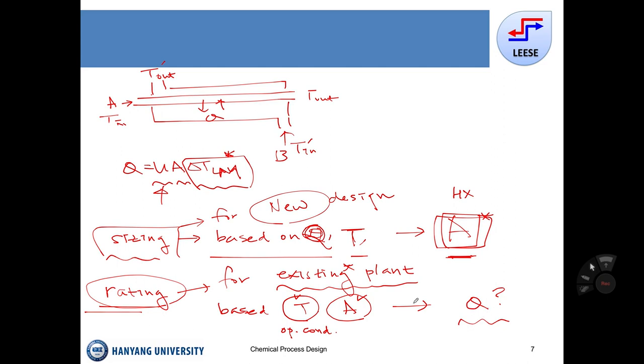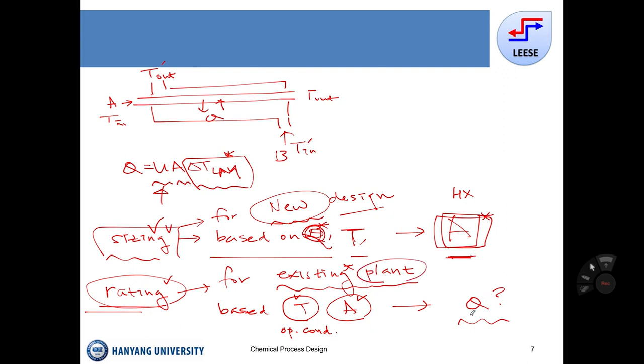That is rating. Sizing is different. This is the target. This is the amount of Q to be treated by the process. Then how much heat exchange area is required? How big, how small should the heat exchanger be brought into the process? That is the question of sizing. So that is the typical activity for the new design. The rating is the typical activity for an existing plant.